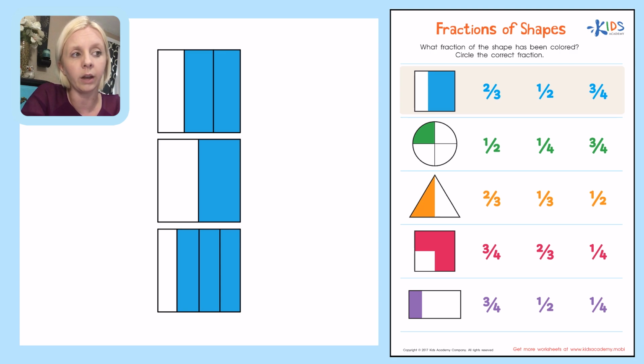Well, it looks to me like if I were to take a line and draw this right down here, that there would be 1, 2, 3 equal parts, and we can see that 2 of them are colored in. So I'm going to say over here that the answer is 2/3, okay?